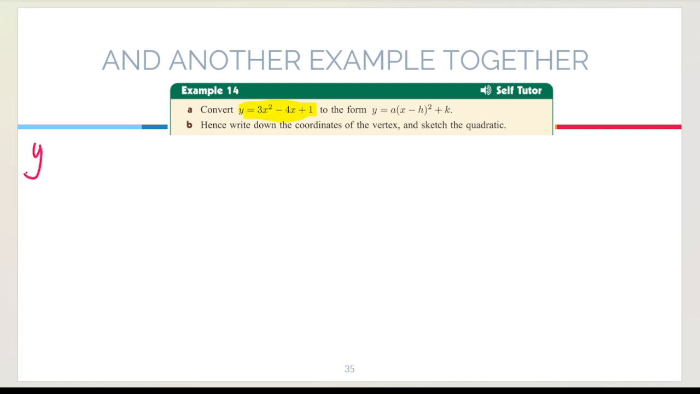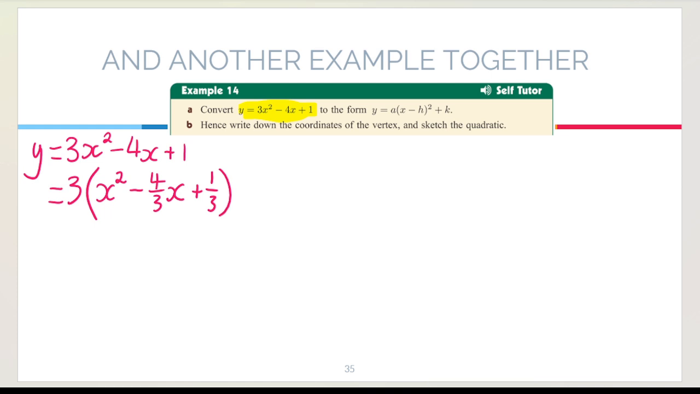First thing we need to do is take our y equals 3x squared take 4x plus 1, and we are going to group that by taking a factor of 3 out and then leaving behind that fraction, such that it would all come out in the wash once we multiply these through together. We need to do that because we can only deal with this form inside in order to convert it.